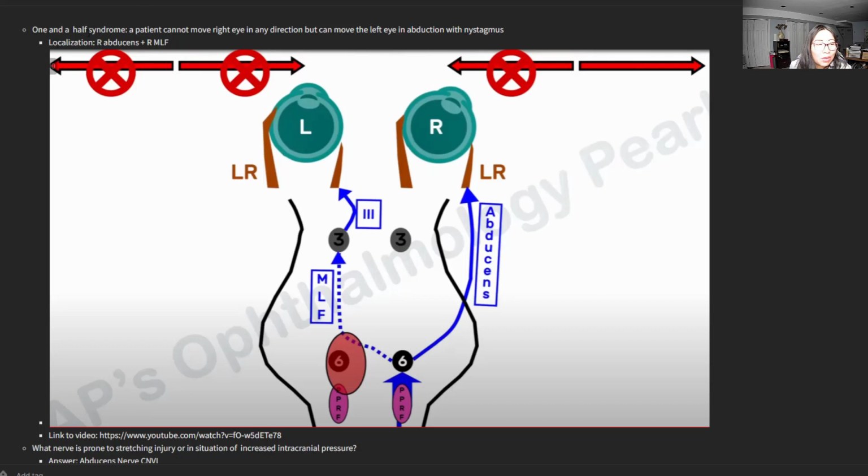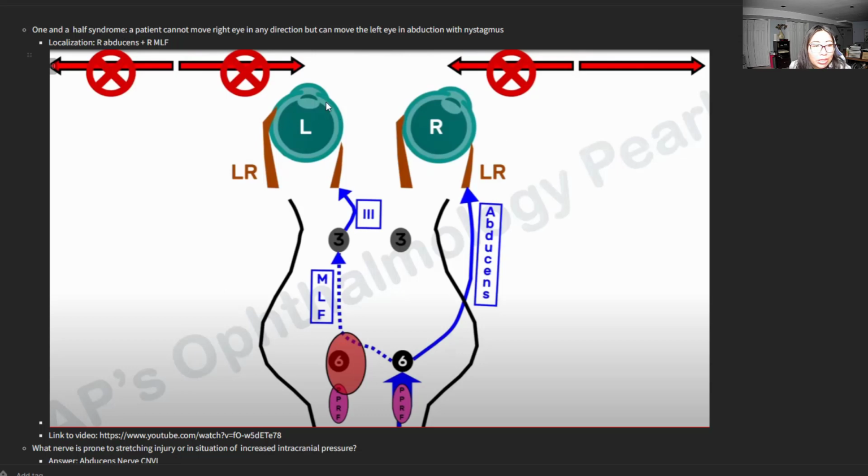You might get presented with a case like a patient who cannot move, and in this case, it's a little bit different than this picture, but it's the one that I got in a question. The patient cannot move the right eye in any direction, but can move the left eye in abduction, so that's away, with nystagmus in that eye. The localization of that would be a lesion in the right abducens and also the right MLF.